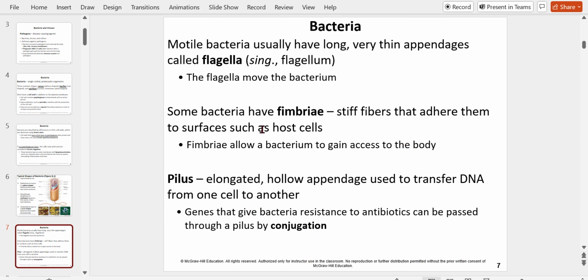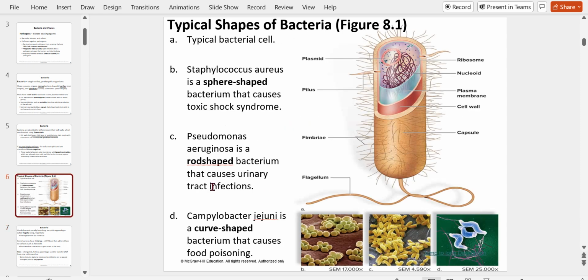Motile bacteria usually have long, very thin appendages called flagella. Okay, it's just involved in moving and locomotion. Some of them will have flagella on just one side. You could have flagella on the other side as well, so double-sided. You could have flagella all over, so this thing can move in any direction.